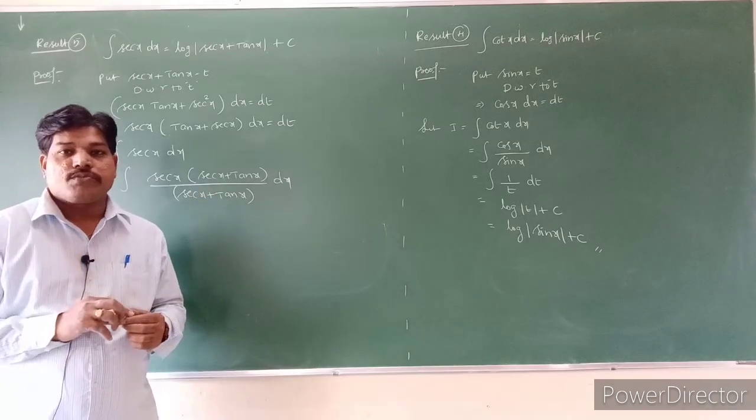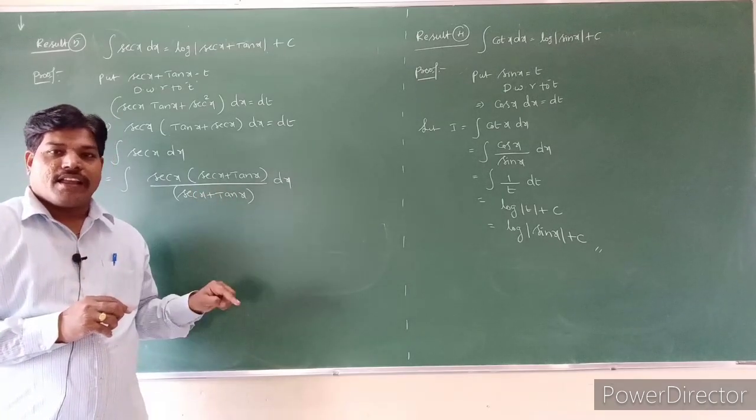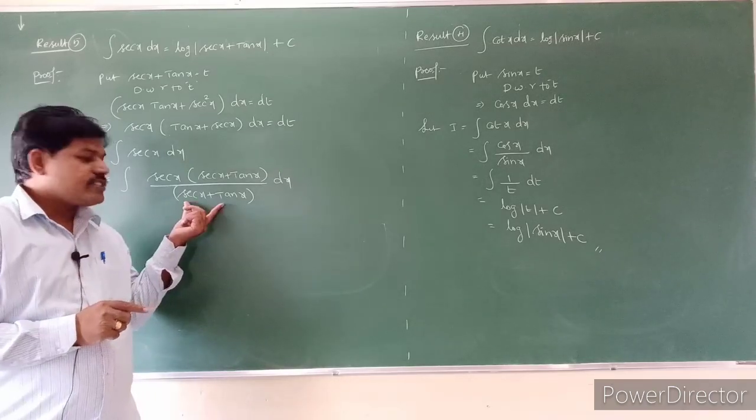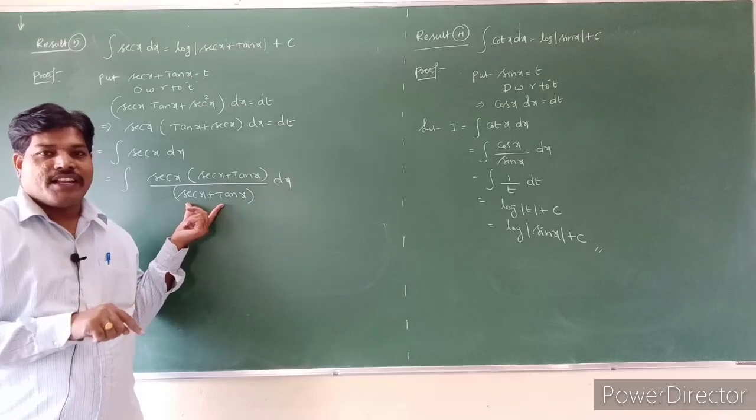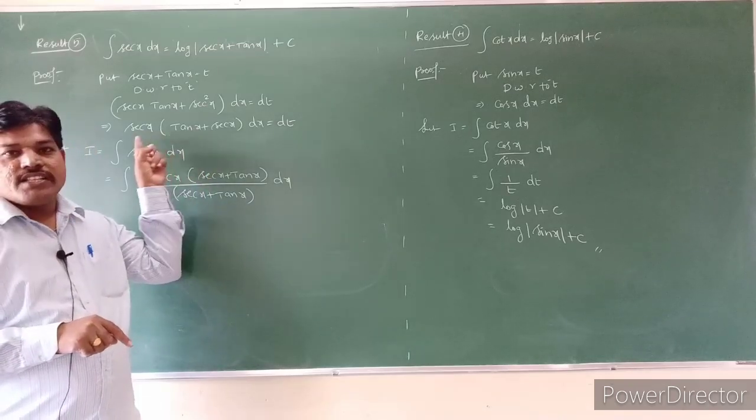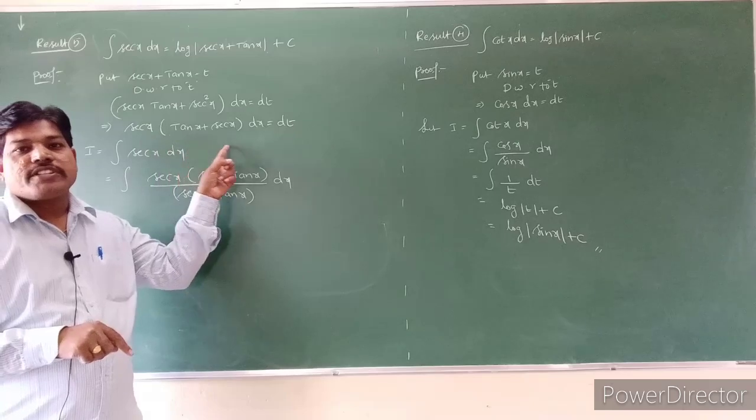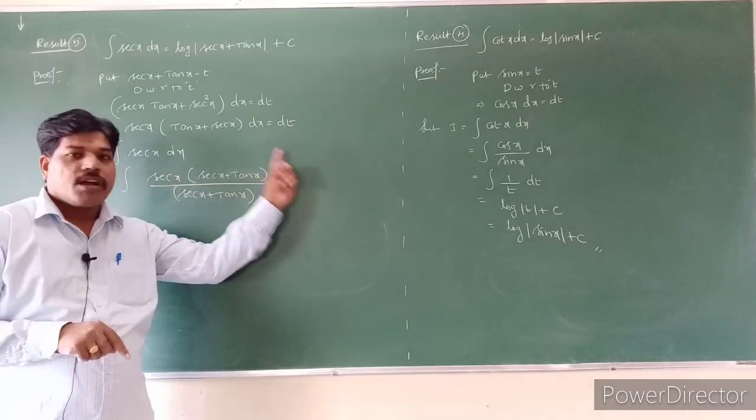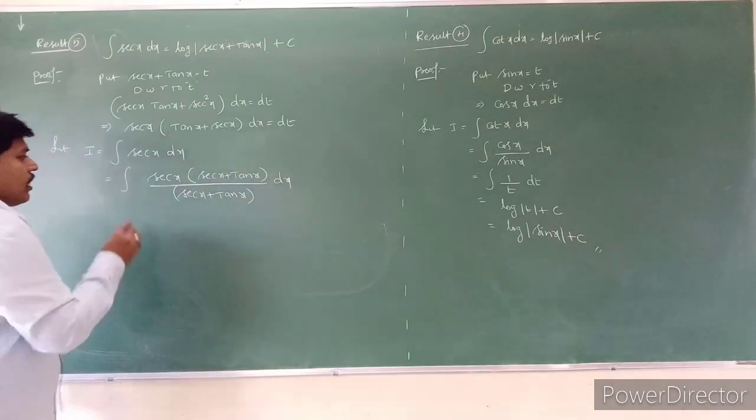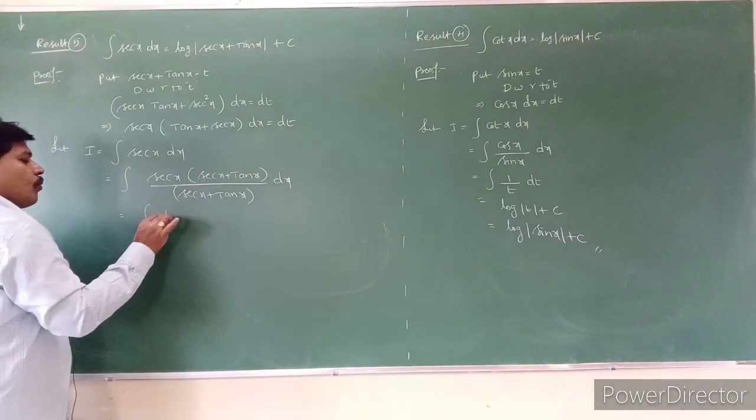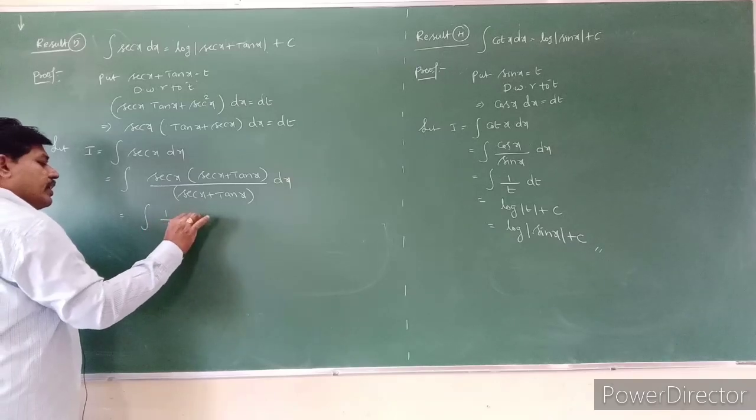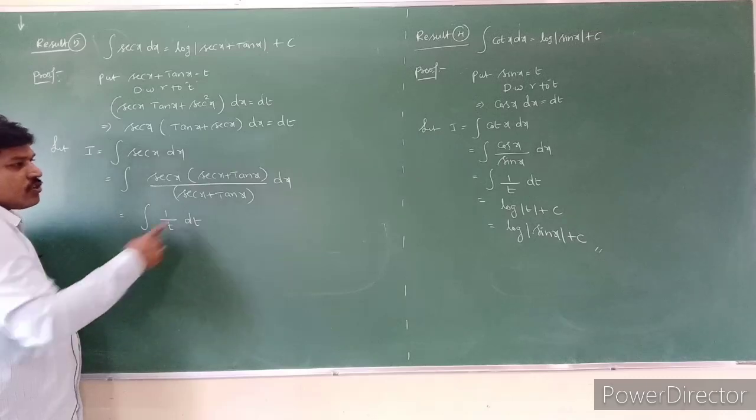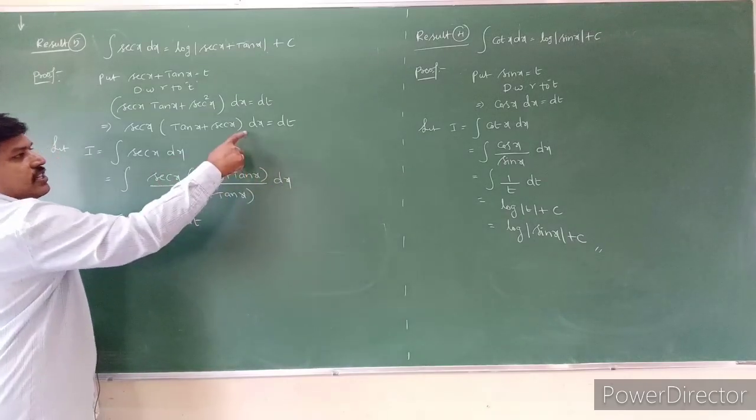Why did I do this? Because I already took secant x plus tan x as t. Yes or no? So secant x plus tan x is t. Automatically, secant x into secant x plus tan x into dx will become dt. So the total numerator becomes dt only, and the problem becomes the integral of 1 by t into dt, because the numerator is dt and the denominator is t.